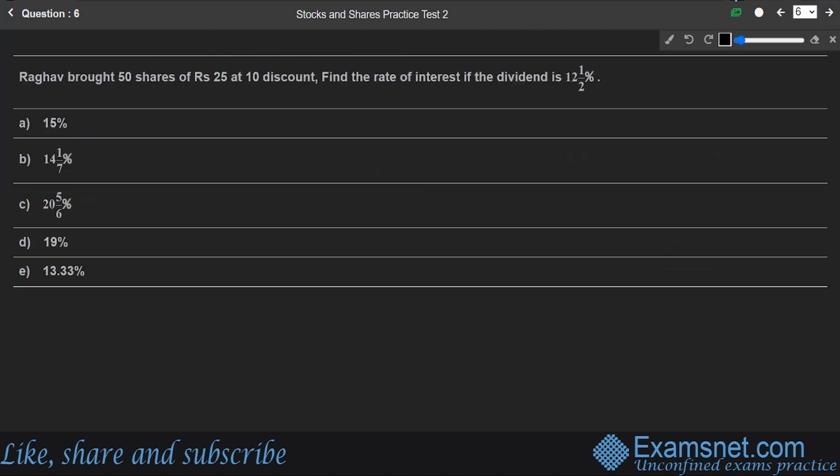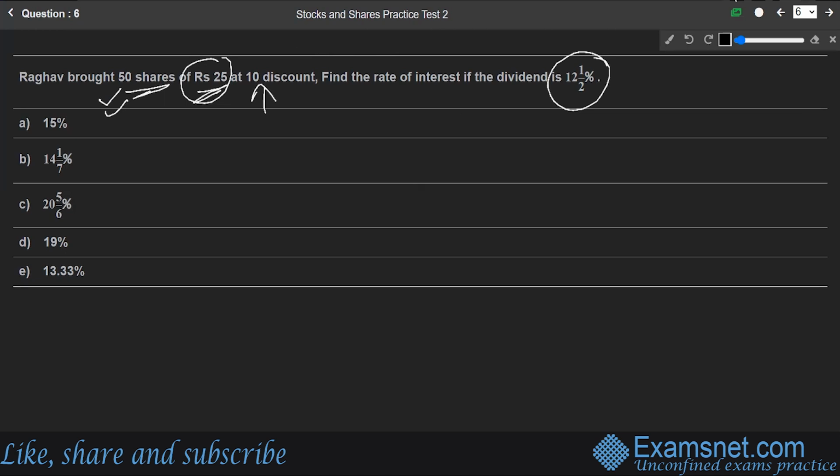Now, the question says Raghav bought 50 shares of rupees 25 at 10 discount. That is, face value is 25. It is available at 10 discount. The number of shares is 50. Everything is mentioned. Find the rate of interest if the dividend is 12.5%. So if the dividend value is 12.5, what is the rate of interest that he is getting over his investment?